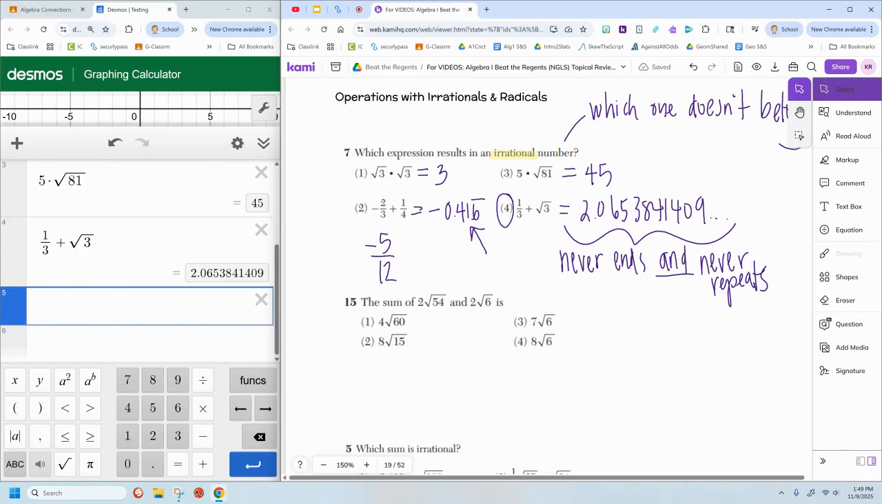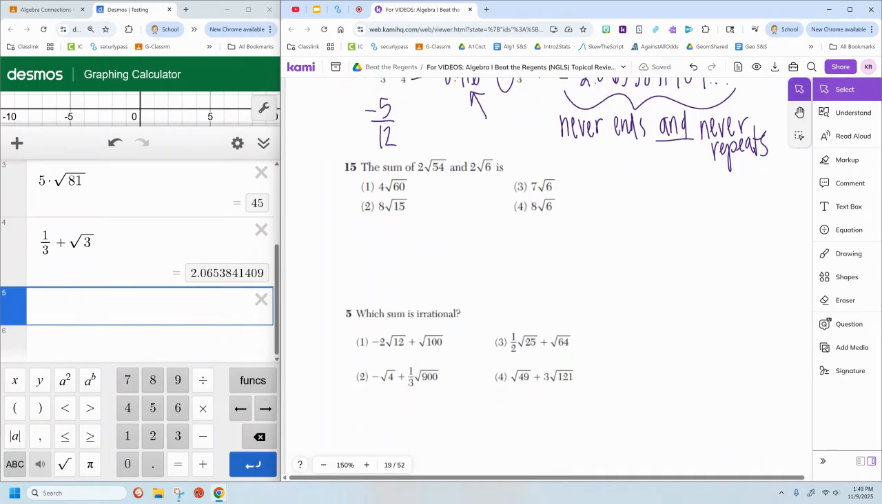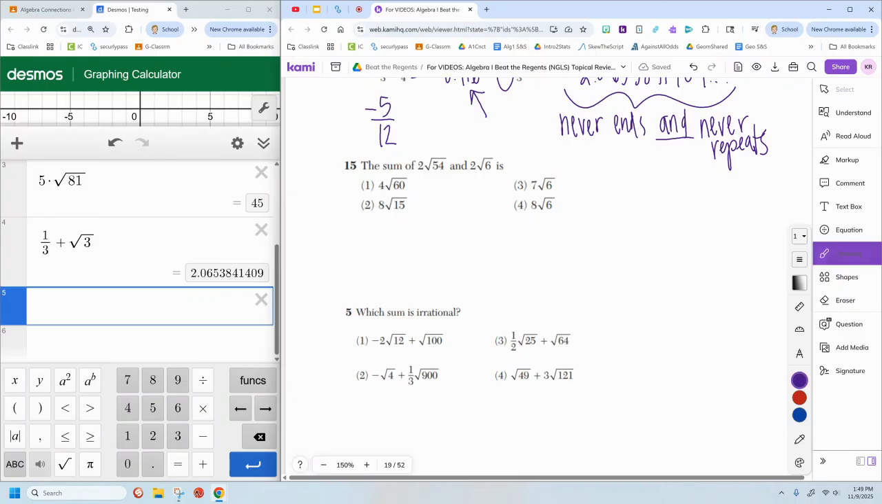All right, number 2. Okay, so this is question number 15, and it says the sum of 2 radical 54 and 2 radical 6 is. And so there's a number of different choices here. All of them have what's called a coefficient and then the radical, or they're in the form of what we say is A radical B. Basically, there's multiplication between those two things. Don't get weirded out, just type it in. Now, the word sum means to add, which means right here, the word and, that's where the plus sign goes.